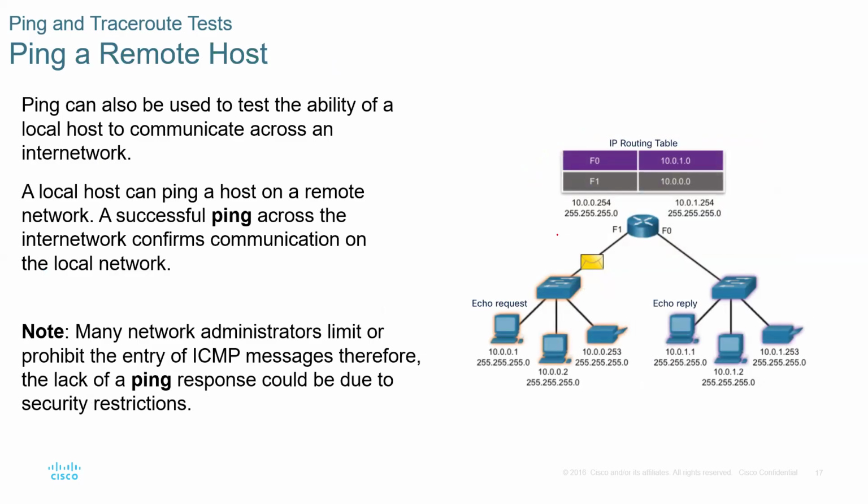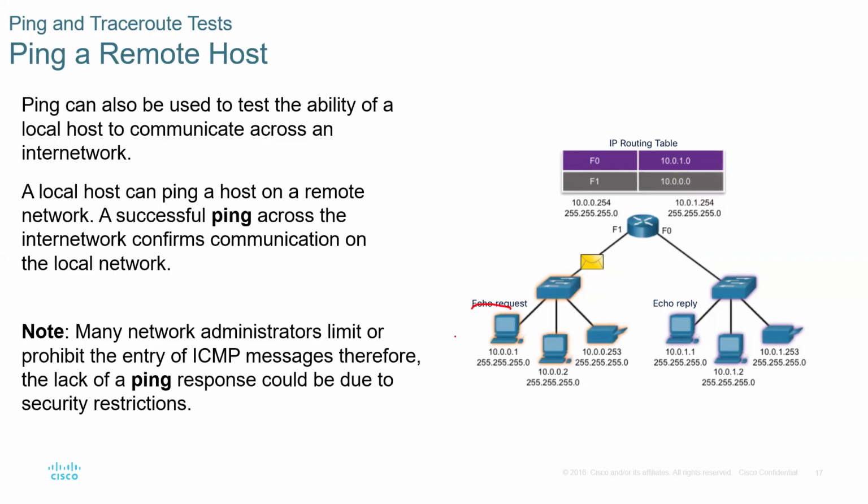A remote host maybe is another system that is remote to your own. So you can use ping to test the ability of that and to check the connectivity on your local network. A local host can ping a host on a remote network and you can get a successful ping. Once you get a successful ping, it simply tells you that your network is fine.